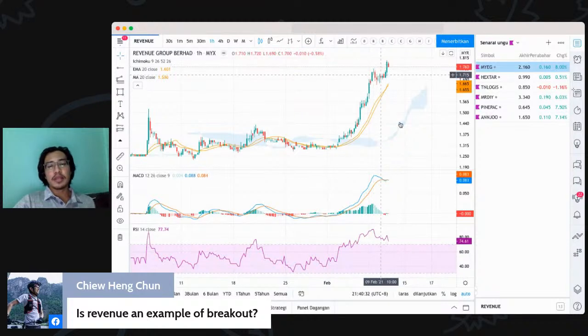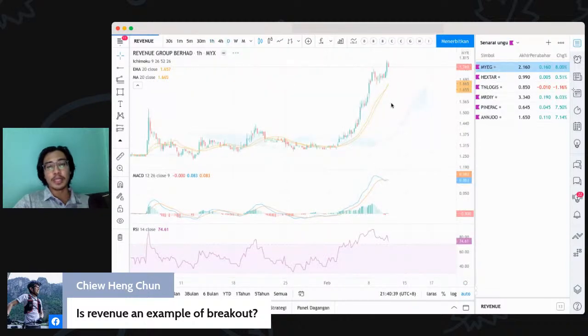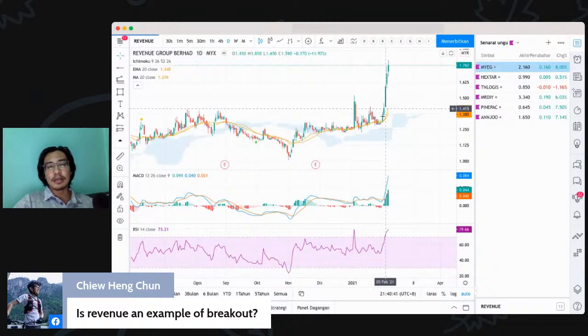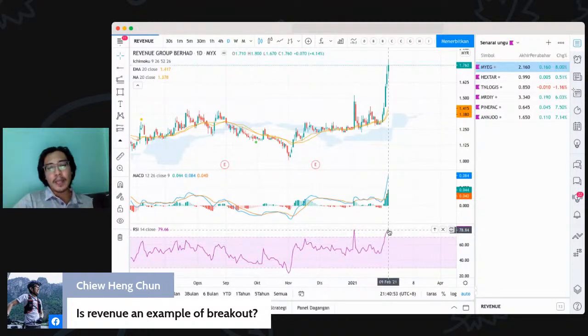Looking at here, actually the momentum is slowing down. How do I know the momentum is slowing down? Because the candle is getting smaller and smaller, even though the RSI is high and pointing upward. But actually the momentum is getting slower and slower. It's not a bad signal yet, but you need to be careful.